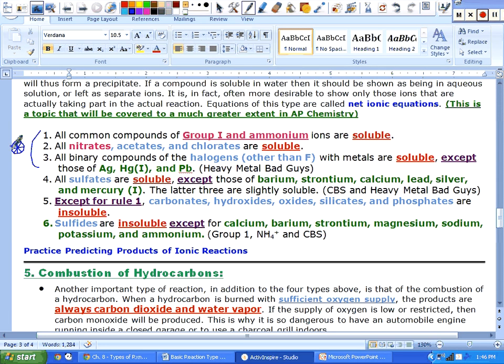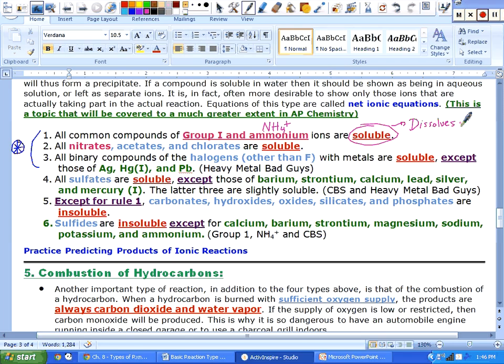Rule number 1: all common compounds of group 1 and ammonium. First of all, what is ammonium? NH4 positive. All are soluble. What does soluble mean? It dissolves. So anytime you have a compound with a group 1 or ammonium, what is it going to do? It's going to dissolve. So will it be a solid? No, it will not be a solid.